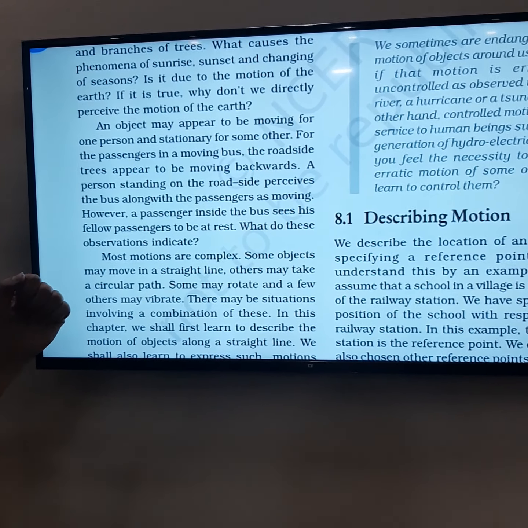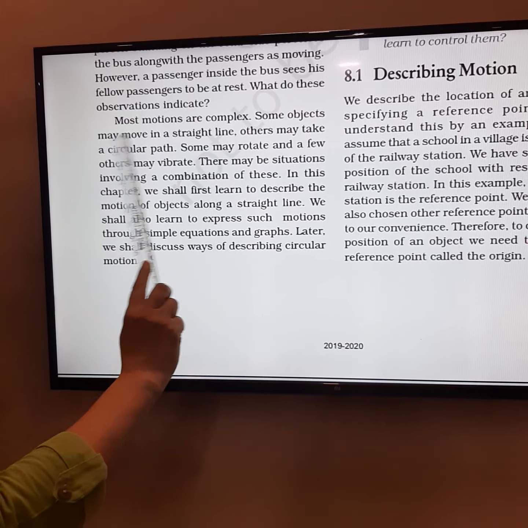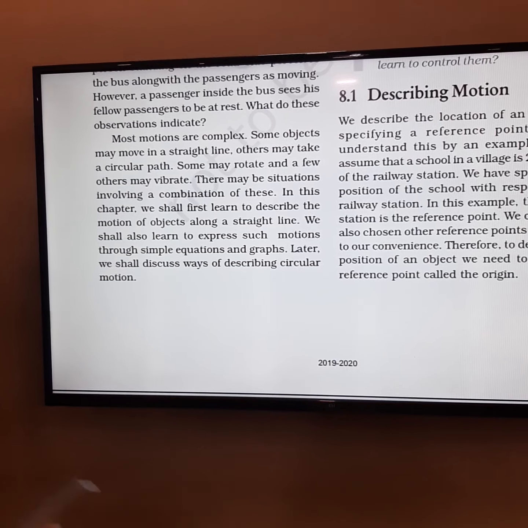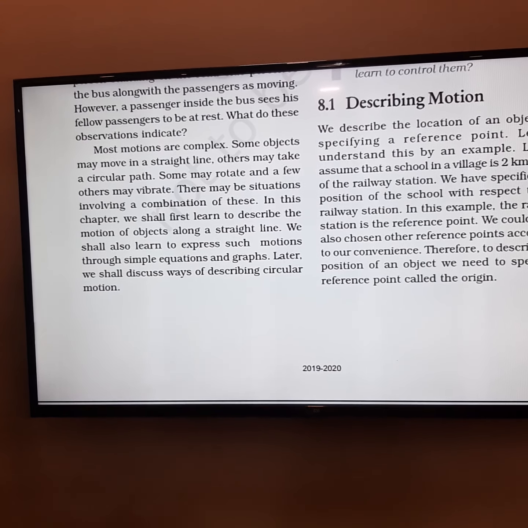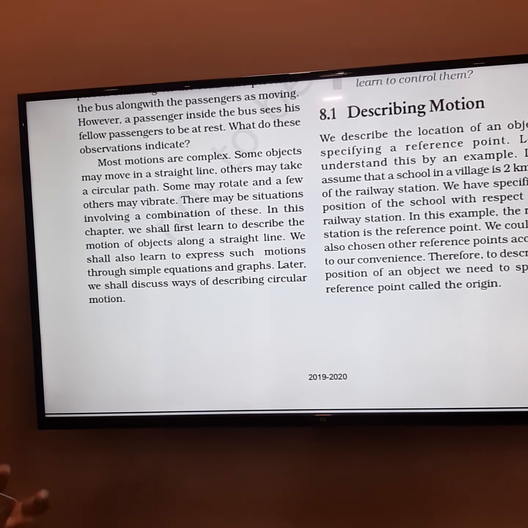Most motions are complex. Some objects may move in a straight line. For example, cars moving on the highways, it's a straight line motion. Or if a car is moving on a circular path, it is taking the turn. So it will be circular motion.